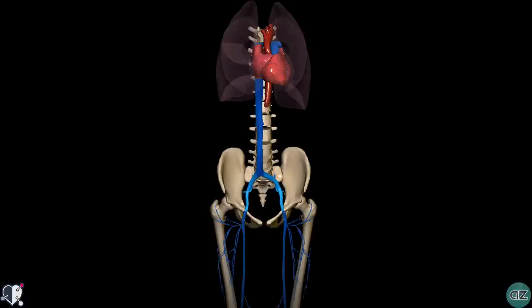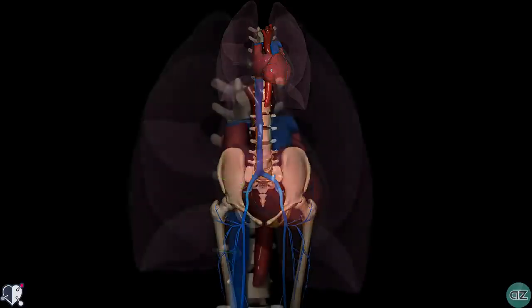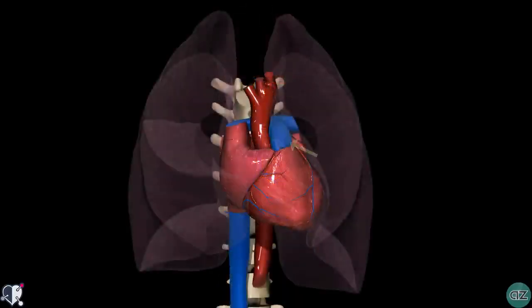I've just shown you. So from the deep veins of the leg into the deep veins of the thigh, and then through the iliac system into the inferior vena cava, and then into the right side of the heart. From the right side of the heart, it can then pass into the pulmonary circulation, resulting in a pulmonary infarct. So this is known as a pulmonary embolus.